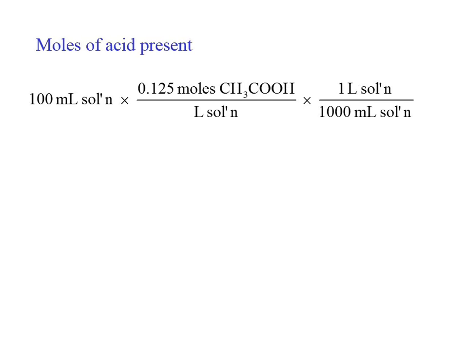So to get moles of acetic acid originally, I take the volume of acetic acid, which was given. Actually, there's a decimal after that 100. The volume, and I took the molarity, which is 0.125 moles per liter. And then, of course, I need to get it from milliliters to liters. So the moles of acetic acid are 0.0125. So in a minute, if we use this form of the Henderson-Hasselbalch equation, that number goes right there.